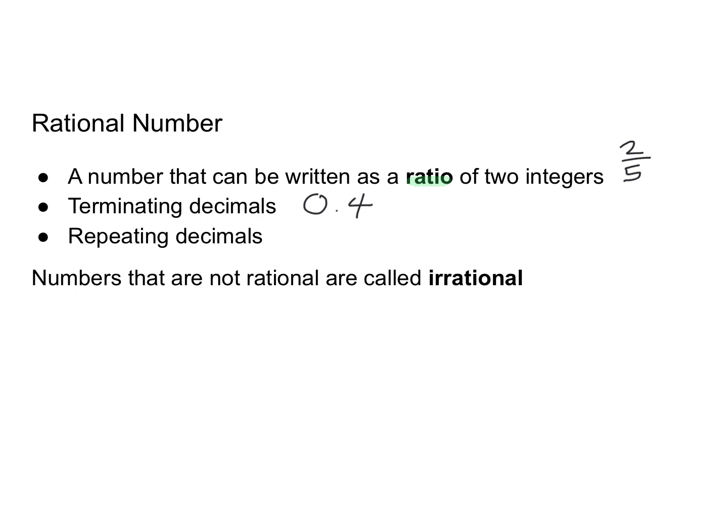Rational numbers also include repeating decimals. So if we had 0.3 and the 3 has a line on the top, that means it goes on forever. The 3 goes on forever and ever, where 0.3 with these dots after it also means that pattern is continuing forever. Numbers that are not rational are called irrational. That prefix IR means not.